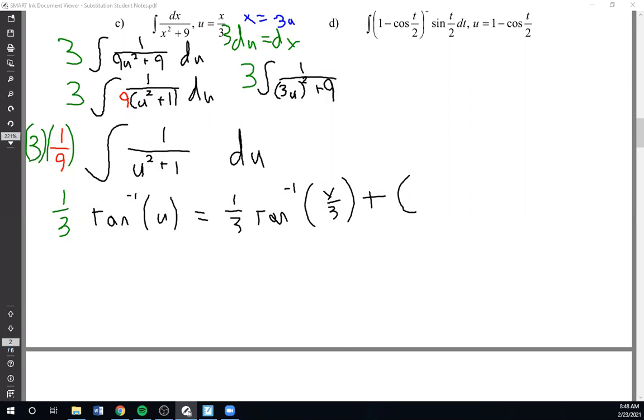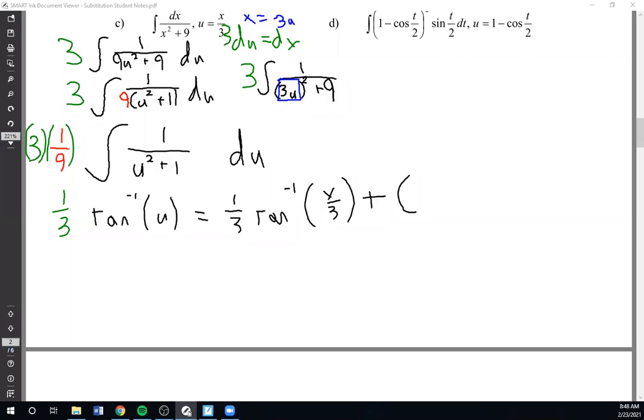To work forwards, u is x over 3. du is 1/3 dx, and so 3 du equals dx. So that's why we put the 3 out in front. And then what was x? What's the thing that we're squaring? X is 3u. So that's where the 3u comes in here.